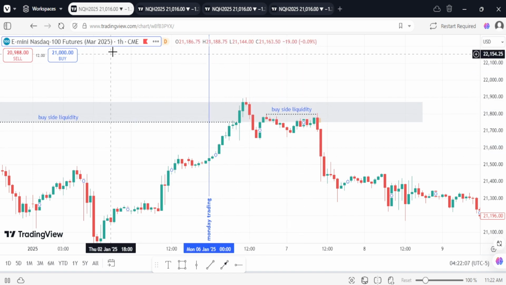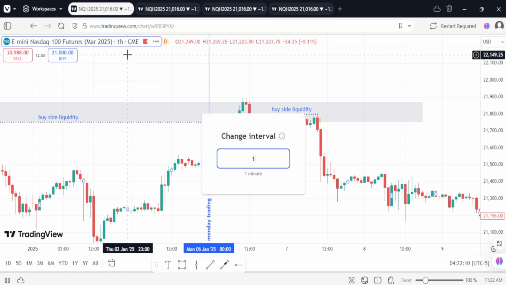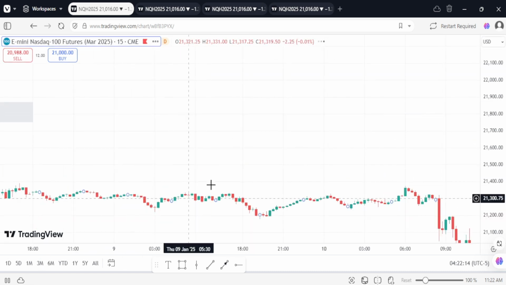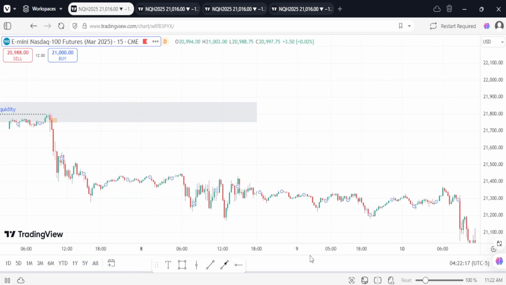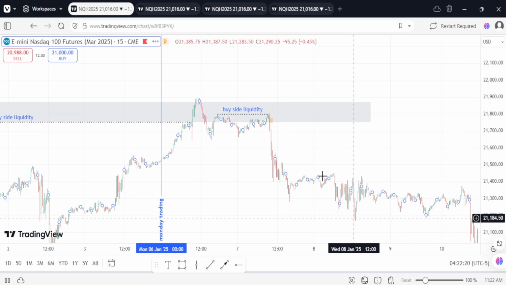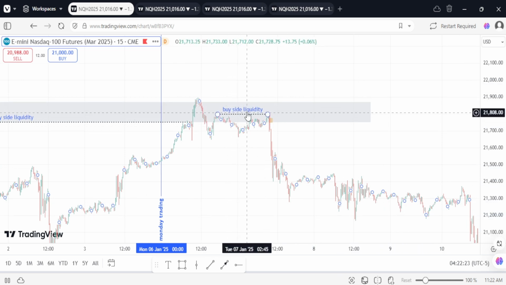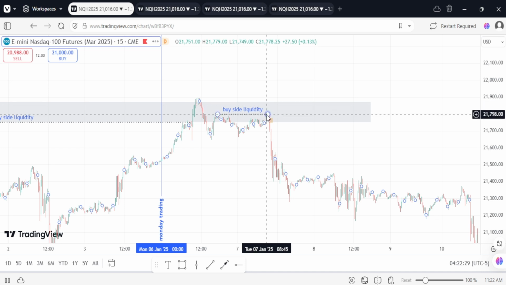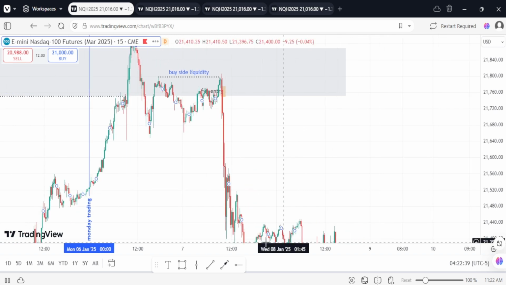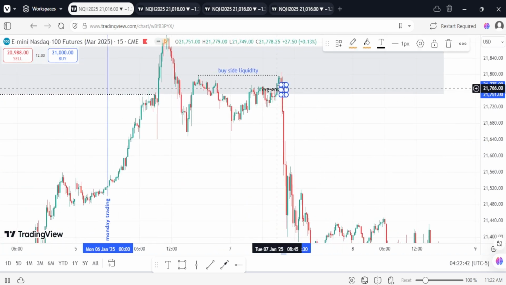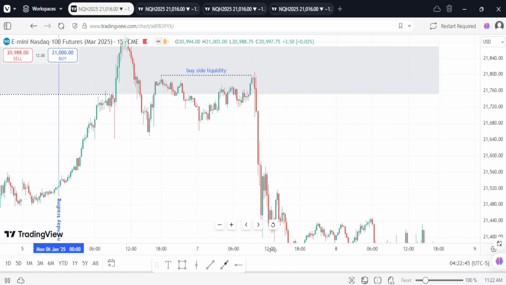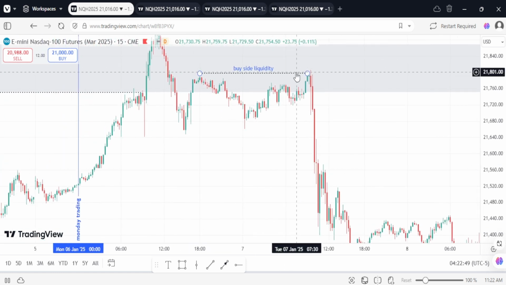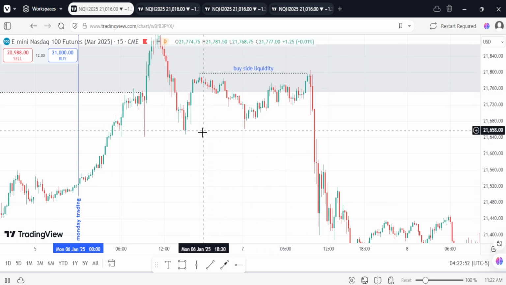Now we are going to drop into a 15-minute time frame. This is our 15-minute time frame. I've dropped into the 15-minute time frame, and we'll see that this is the old low that was formed on Monday, and price went and swept that liquidity there. By zooming in, we're going to be able to see clearly what happened on that day. This one has been swept on a daily.